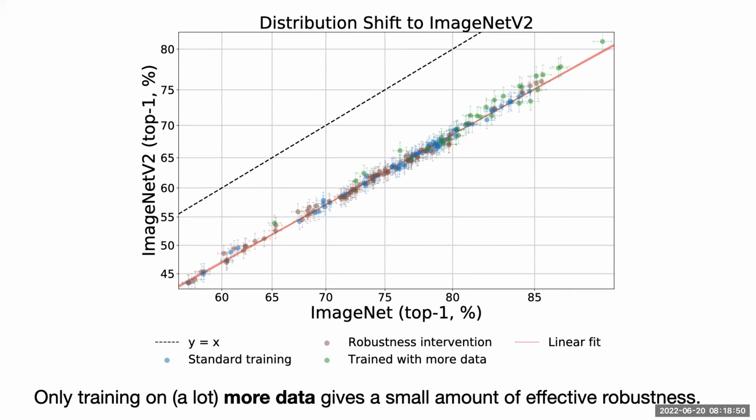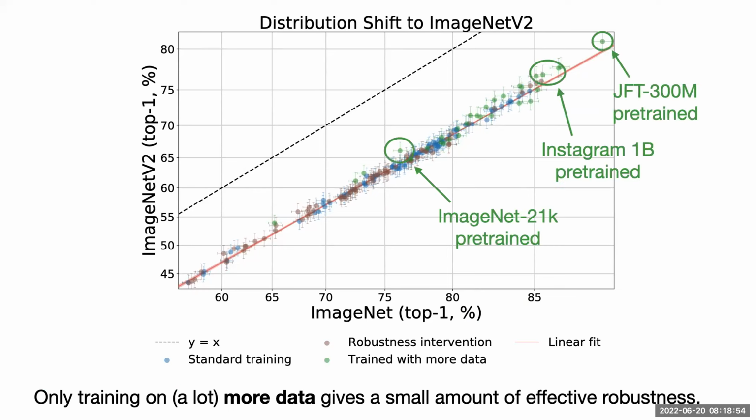The only models that stand out by a little bit are some of the green points here. These are models trained on more data, some of them a lot more data. On the top right, we have a model trained on a Google internal training set, JFT 300 million. As the name suggests, this model was pre-trained on 300 million images, and then it's a little bit above the baseline.